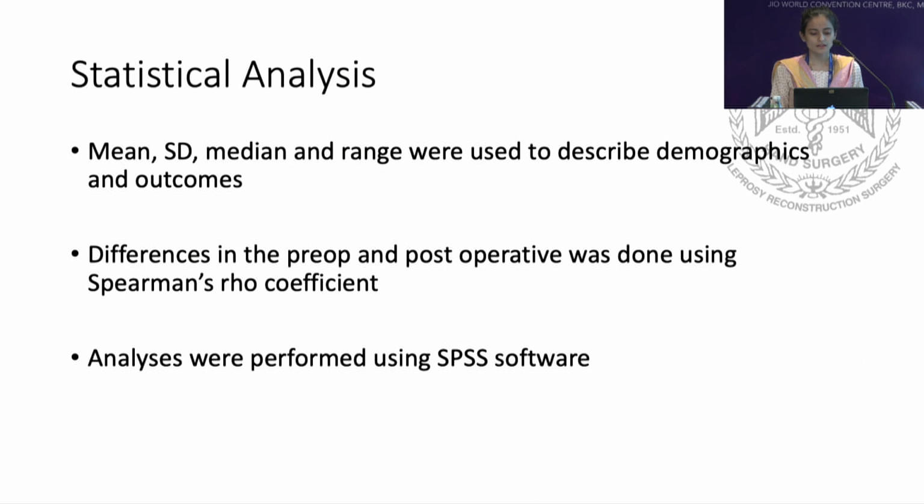So the statistical analysis was that the mean, SD, and range were used to describe the demographics and the outcomes. So differences in pre and post-operative was done using the Spearman's Rho coefficient, and the correlation between the scores was done using the Wilcoxon's paired t-test.